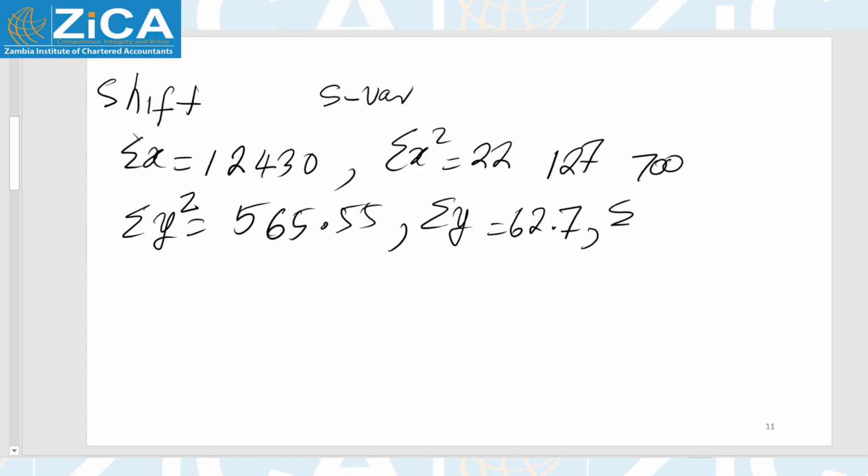Then the cross product, summation of xy. Again, you go to the calculator, shift S var, follow the cursor key to give you number 3, and it will give you 111,801. Again, use shift S var.